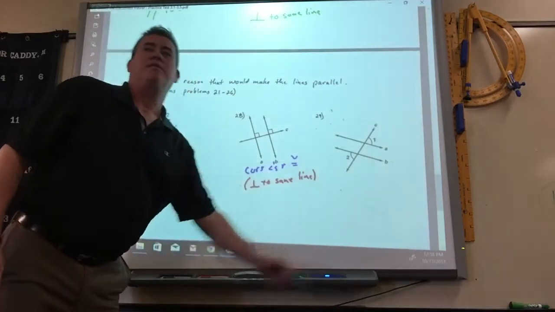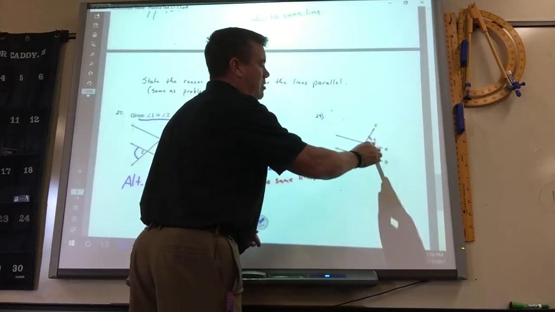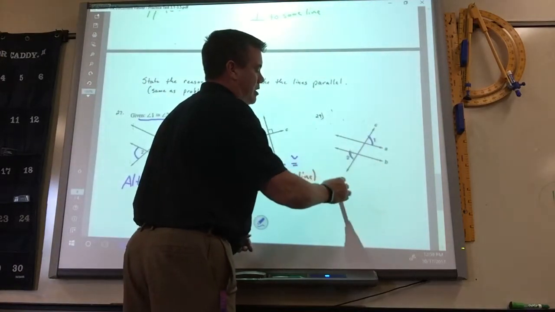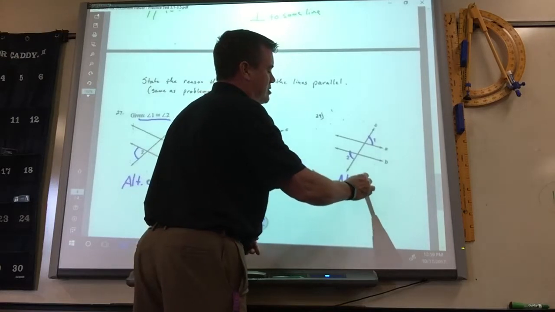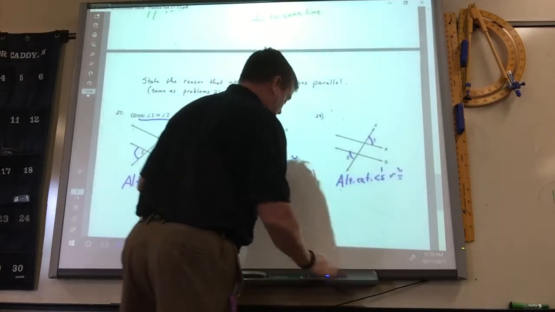And then the last one. Yep, remember one arc there and one arc there means they're congruent. So alternate exterior angles are congruent.